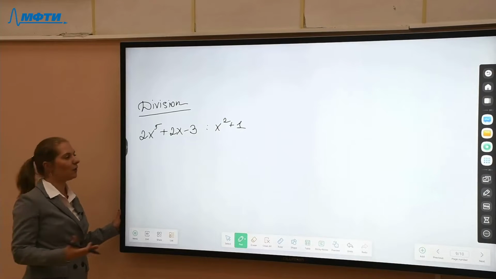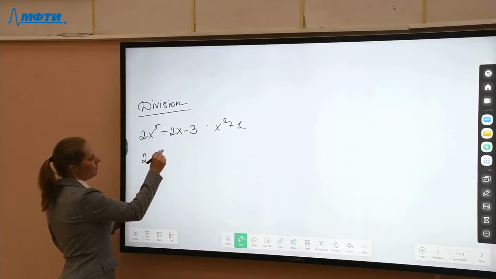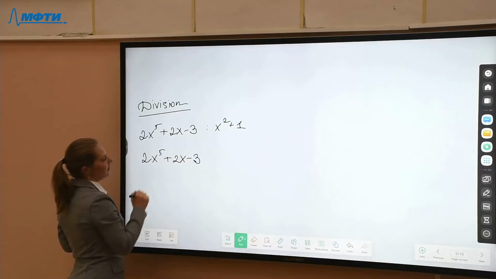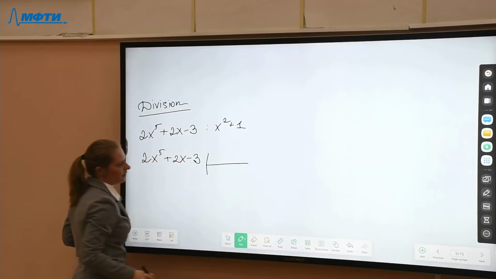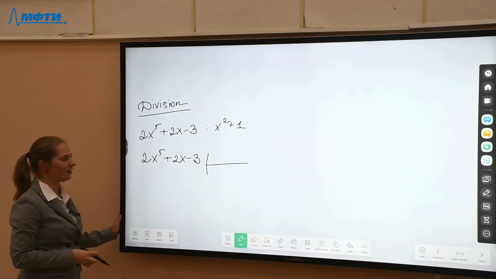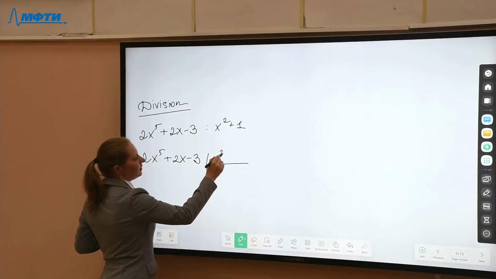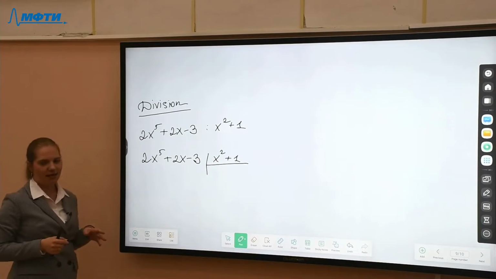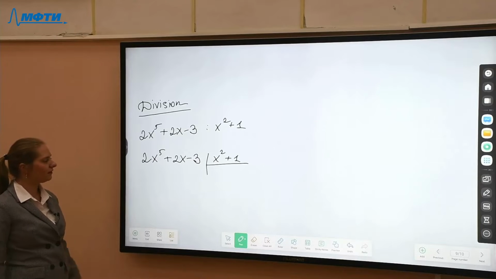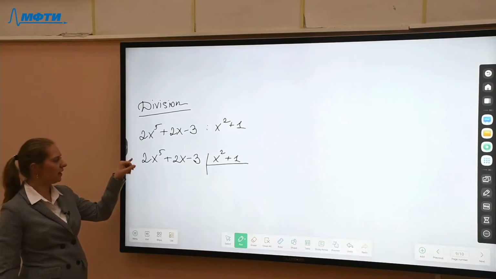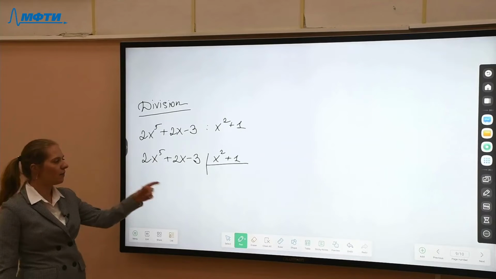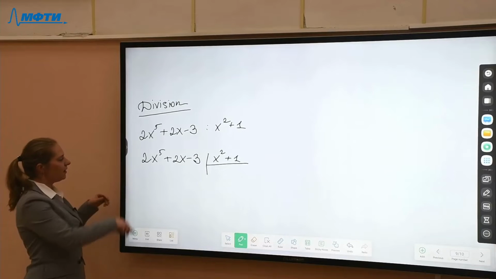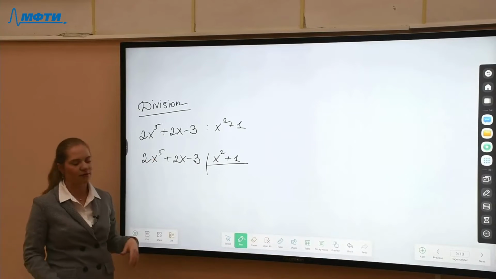We can use the following algorithm. We write the first polynomial, called the dividend, here. Then we use this symbol, these, I don't know, two right angles. And here we write x squared plus 1, our divisor. So the first step, we need to divide the first term of the dividend by the first term of our divisor. So we need to divide 2x to the power of 5 by x squared.